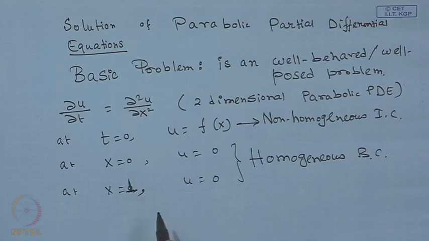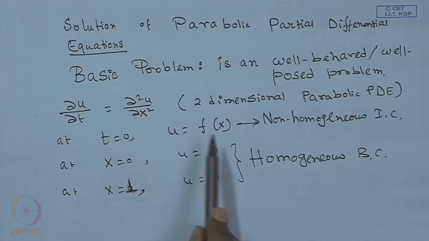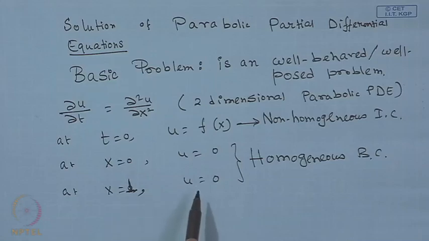What is an ill posed problem? The ill posed problem is, at time t equal to 0, if you have a homogeneous initial condition, but one of the boundary conditions is non-homogeneous, then that will be an ill posed problem. We will be taking up the ill posed problem later on in this class itself. Now, let us look into the solution of the basic problem in the parabolic domain, which is a well posed problem.